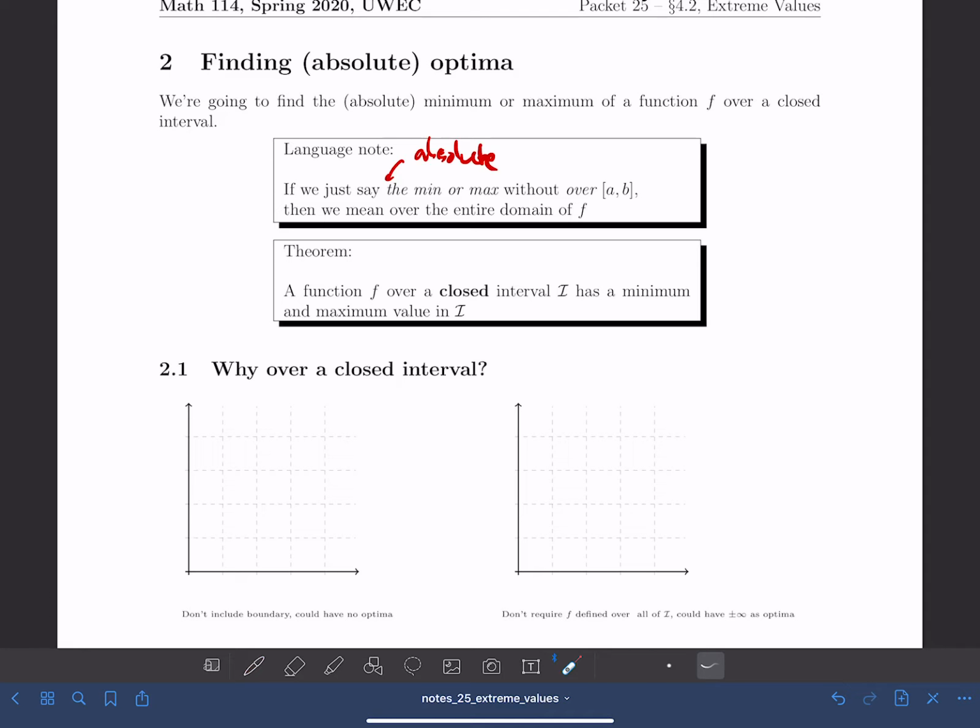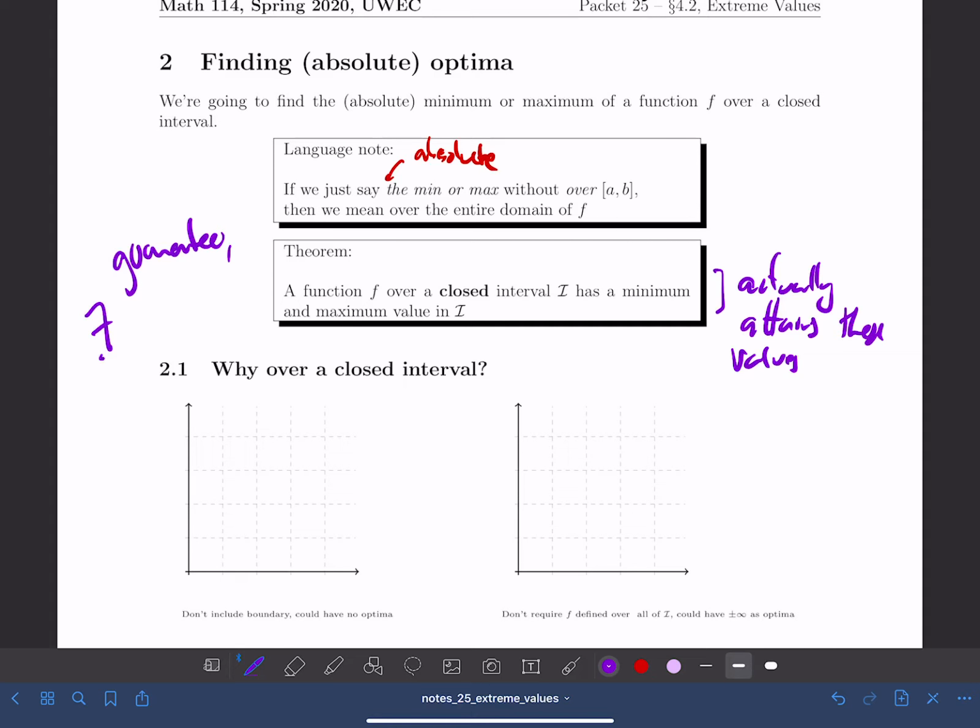So there's a theorem that supports what we're going to do here. A function over a closed interval I has a minimum and maximum value in I. It actually attains these values. Right? This is a money-back guarantee. There exists a min and a max of a function over a closed interval. And we're going to talk about how you find it.